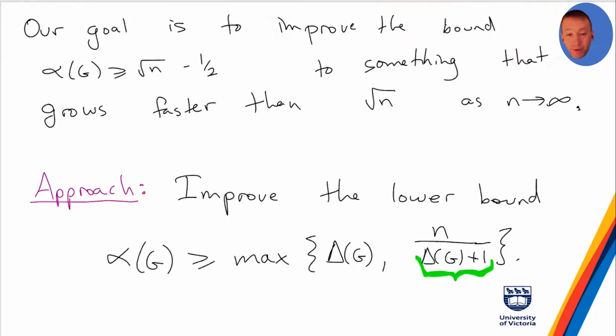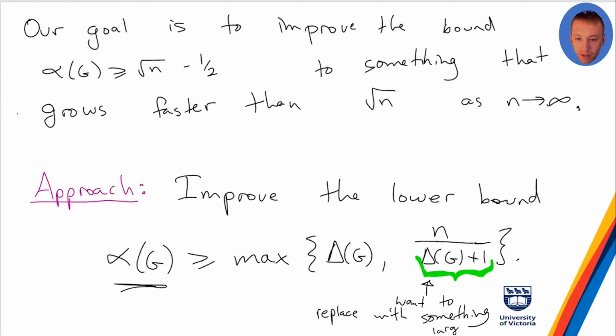And by doing that, we're actually going to get the best bound that anyone knows on the independence number of a triangle-free graph. So we want to replace this by a bigger function. So we want to make this bigger. Replace that with something large. We're not going to be able to do very much about this one, weirdly enough. If we can improve both of them, then it's even better, but we won't be able to.